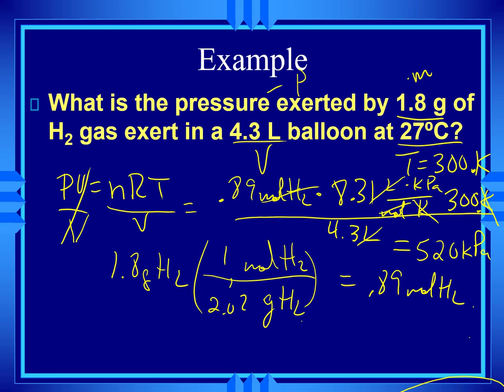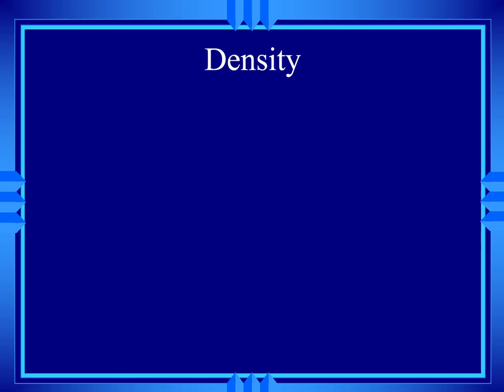So, of course, we could solve for temperature, we could solve for volume. They just have to give us 3 of the 4 numbers. And the only variation is sometimes they give us moles and grams, and we can do that. Right? Okay. Let us talk about density.